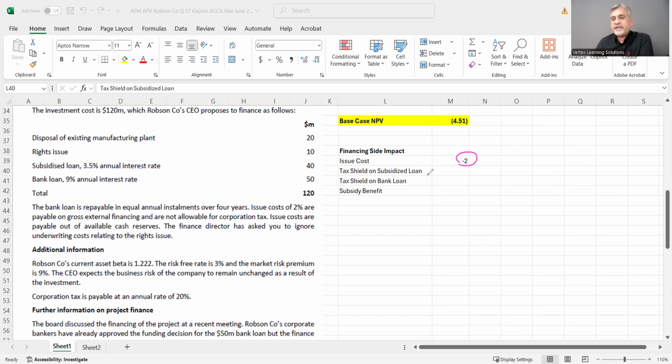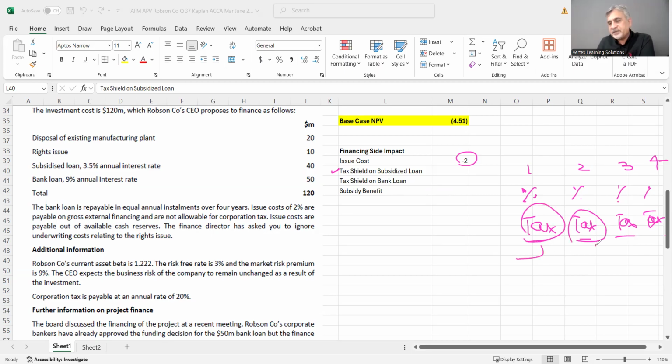For example, this tax shield on subsidized loan is throughout the years, because in year 1, year 2, year 3, year 4, you will pay the interest. And on that interest, you get the tax benefit, because every time you pay interest, you take it to your P&L and you get the tax shield. So this benefit occurs in 4 years. Then we have to find out their present values so that we can find out one number here. So we multiply it with the annuity factor. You can do it individually or you can do it there as well. This is okay.